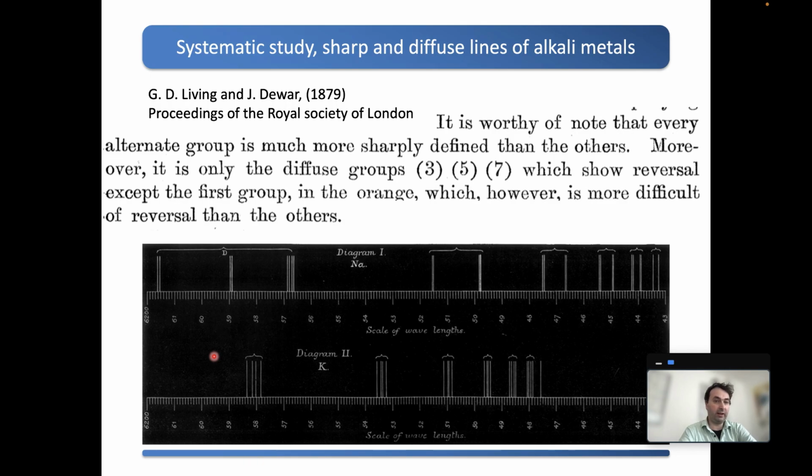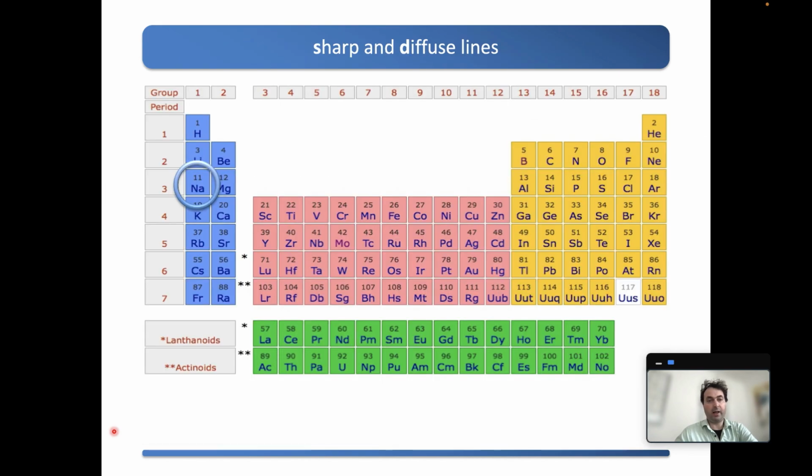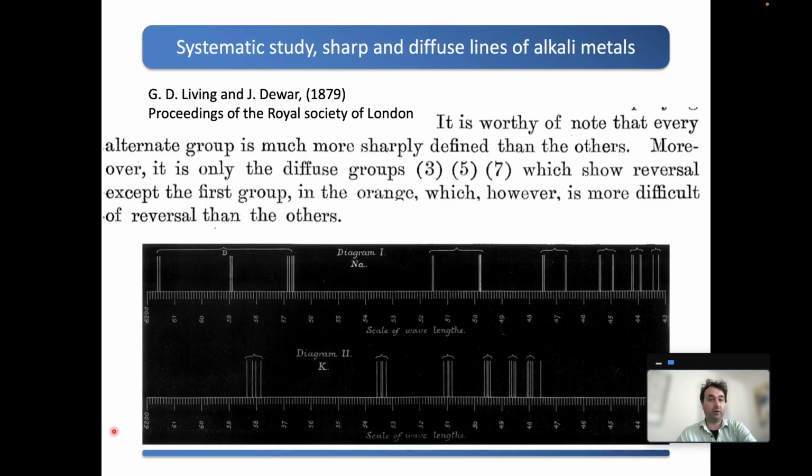Now this has been widely investigated, for example in the alkali metals, where you see different groups of absorption lines grouped together and there are relations between them. Some of these absorption lines are diffuse, and some of them are very sharp. Actually, we can group them according to diffuse and sharp lines.